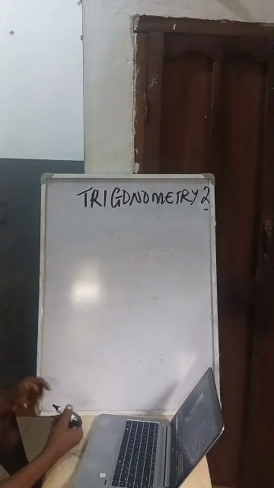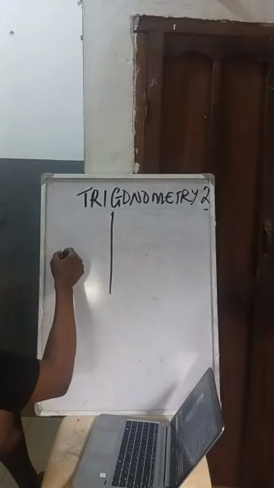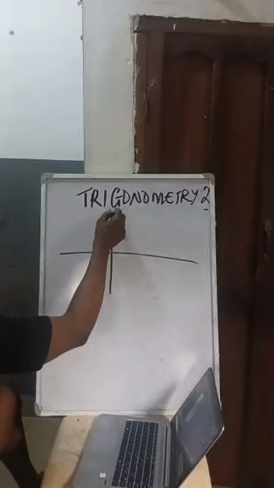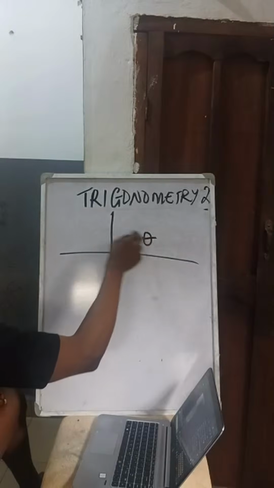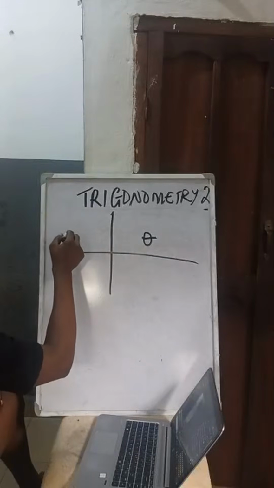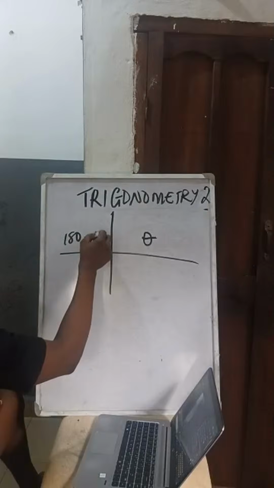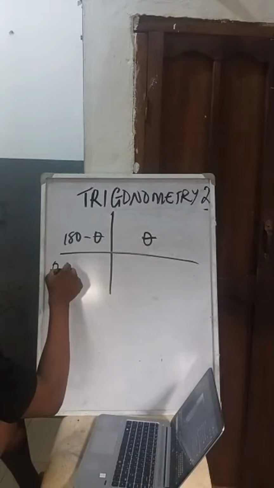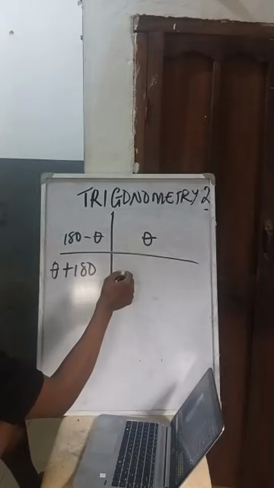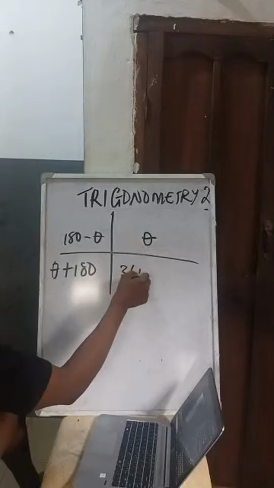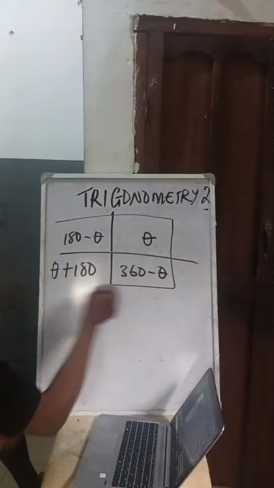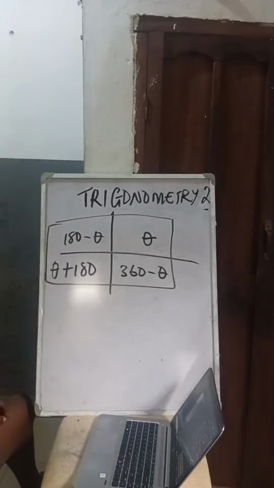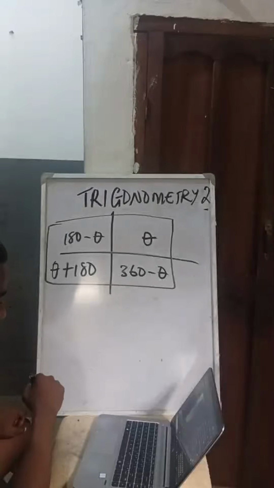Now, another part again is, okay, quadrant. This is first quadrant. You have theta. Second quadrant, 180 minus theta. Third quadrant, theta plus 180. Fourth quadrant, 360 minus theta. How did we come to get all of this? Now pay attention.